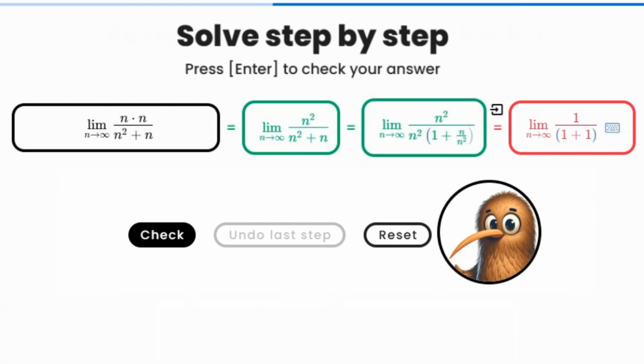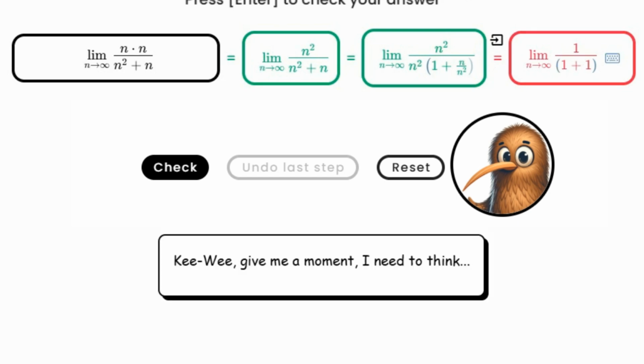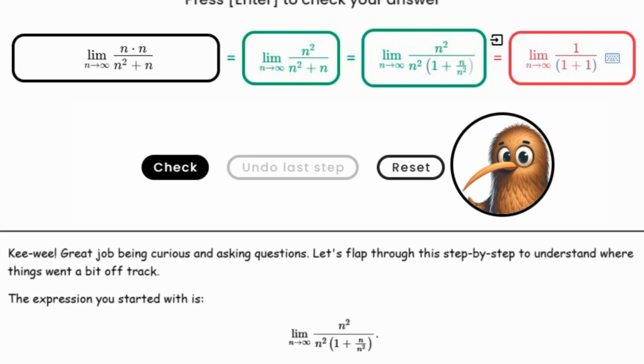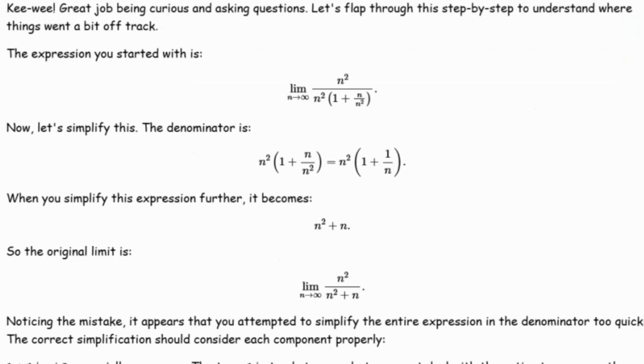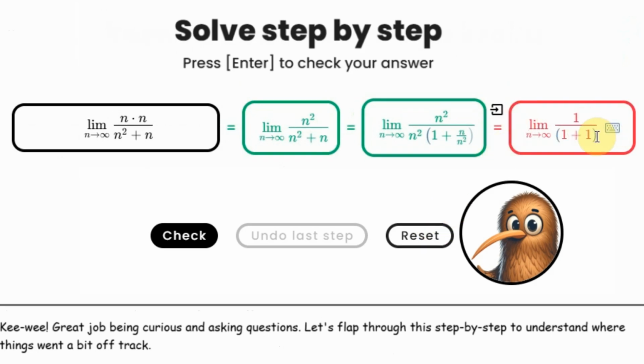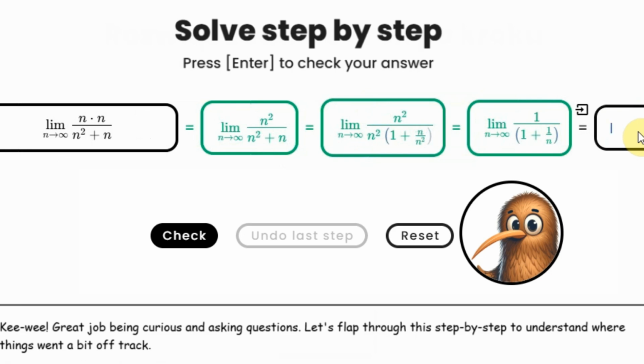Try again, or let me help. Help me, Kiwi. Where did I make a mistake? Give me a moment, I need to think. Think away, old man, think, no problem. And Kiwi told us here how it should be. 1 plus 1 over n. 1 over 1 plus 1 over n it should be. Not 1 over 1 plus 1. So I'm correcting it. As you said, Kiwi, this should be 1 over n, right? Was it supposed to be like that? It is.